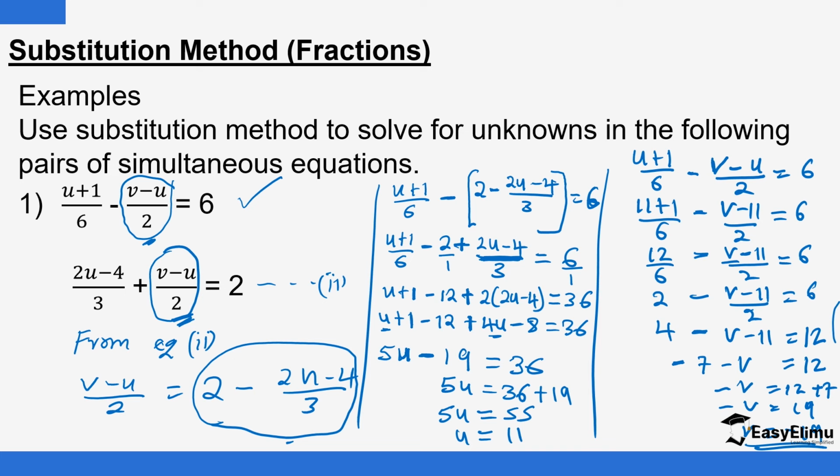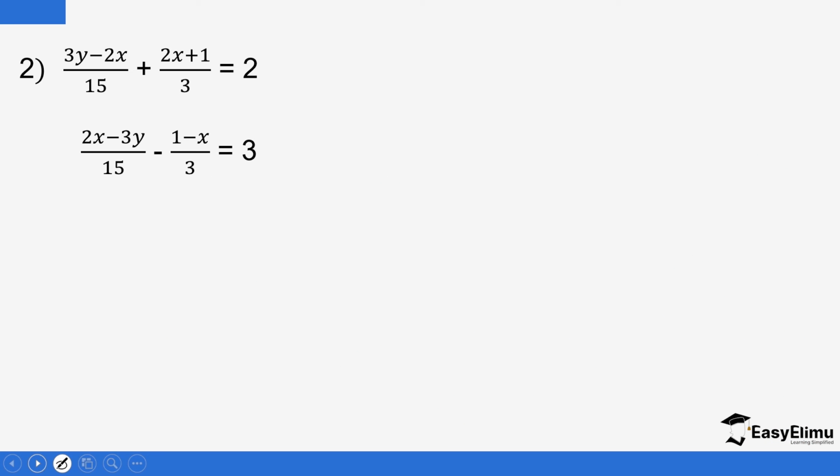So that happens when in both equations you have something that is common, like v minus u over 2, v minus u over 2. If you look at this, such a scenario does not exist. So in this case, you really have to simplify both equations.